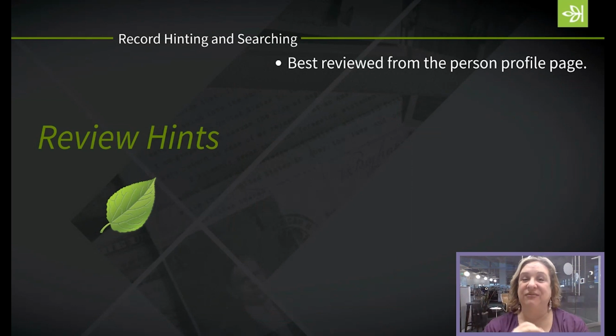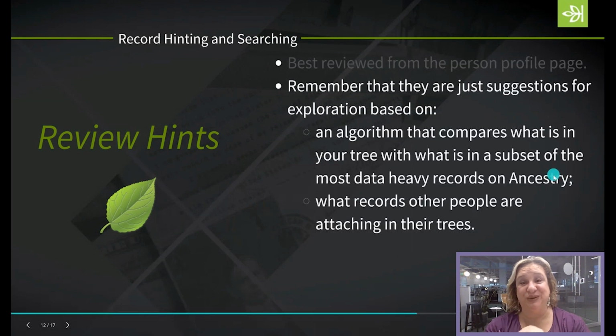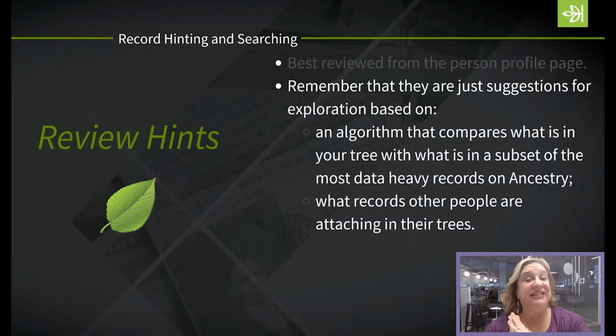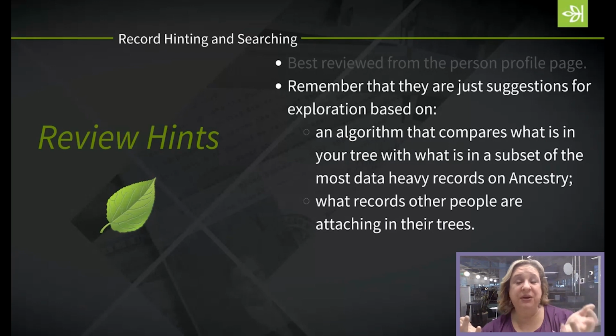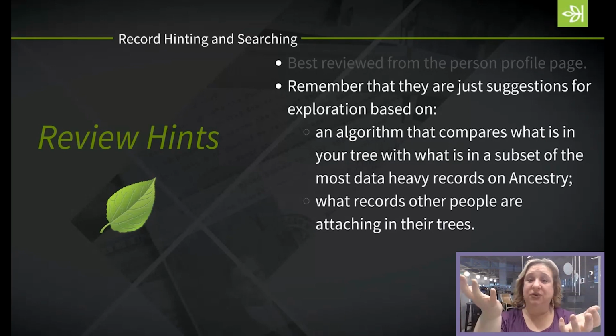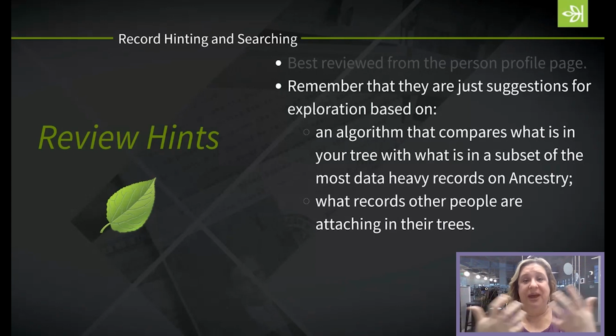So then if I have a record that I'm not sure is really them, I can compare it to the other information right there on that same screen. And that's super useful for me. Now, the other thing is to remember that they are just suggestions for you to explore based on an algorithm. So we've got a computer comparing what's in your tree to what's in a set of records on Ancestry and the records that other people are attaching in their tree.